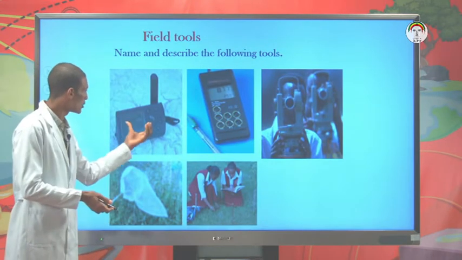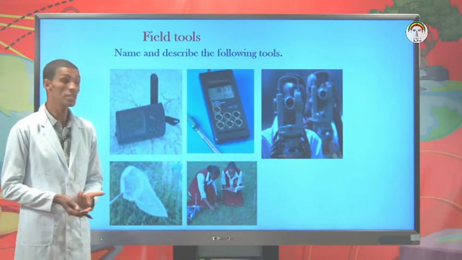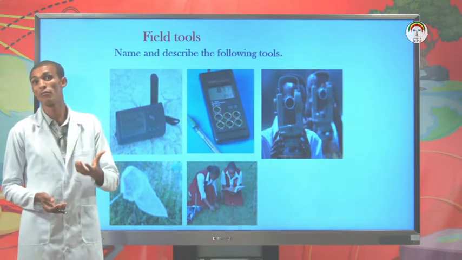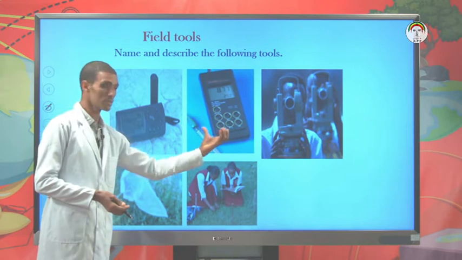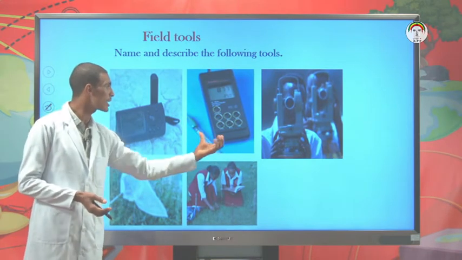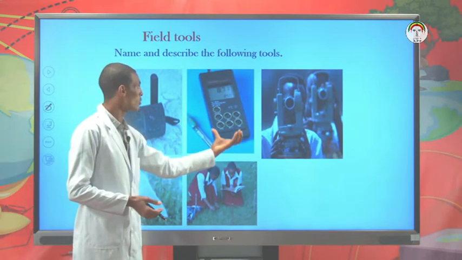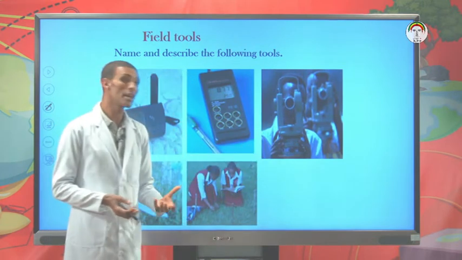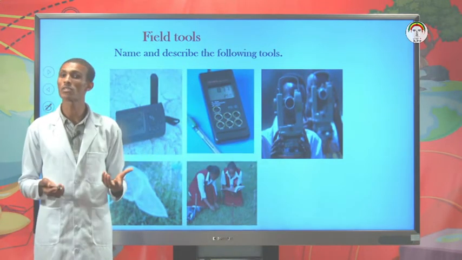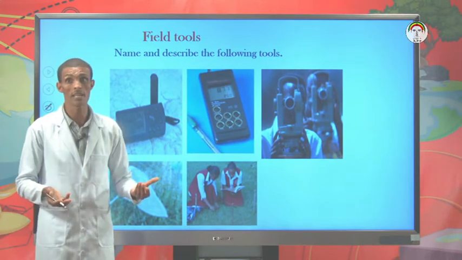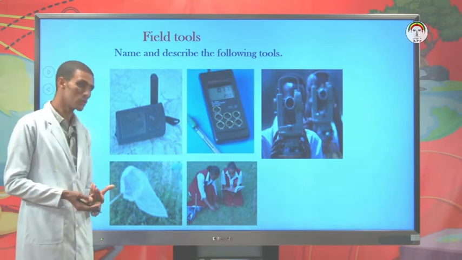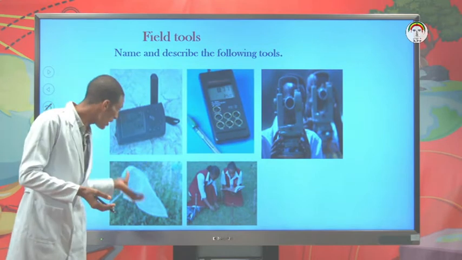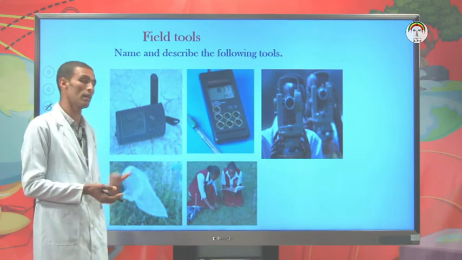For example, GPS, which means global positioning system, is very important to take the exact location map of an area from where data can be taken. Theodolite is very important in taking the height or slope of an area that you are going to take data from. Data logger is very important in recording data. And the pH kit is very important to measure the pH of soil or water or the area from where we are going to take data.